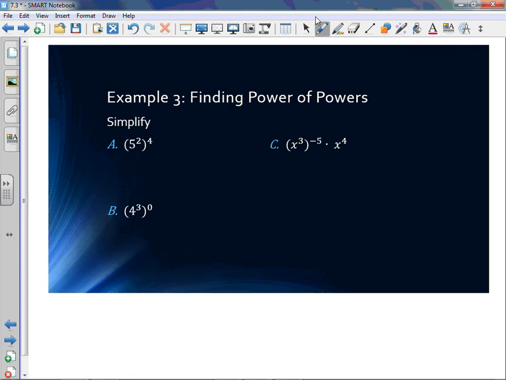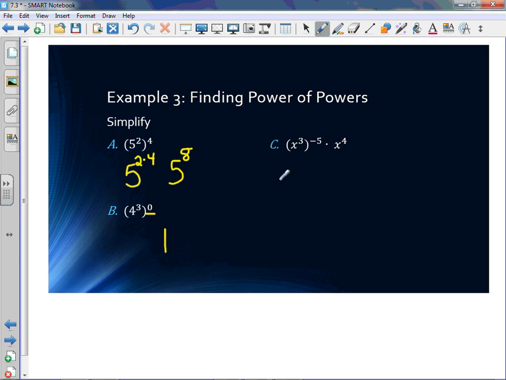So let's work on some of these together. So the base stays the same, and you multiply the exponents. 2 times 4 is 8, so it would be 5 to the 8th. B, it doesn't even matter because it's to the 0 power. So anything to the 0 power is 1. No discussion.